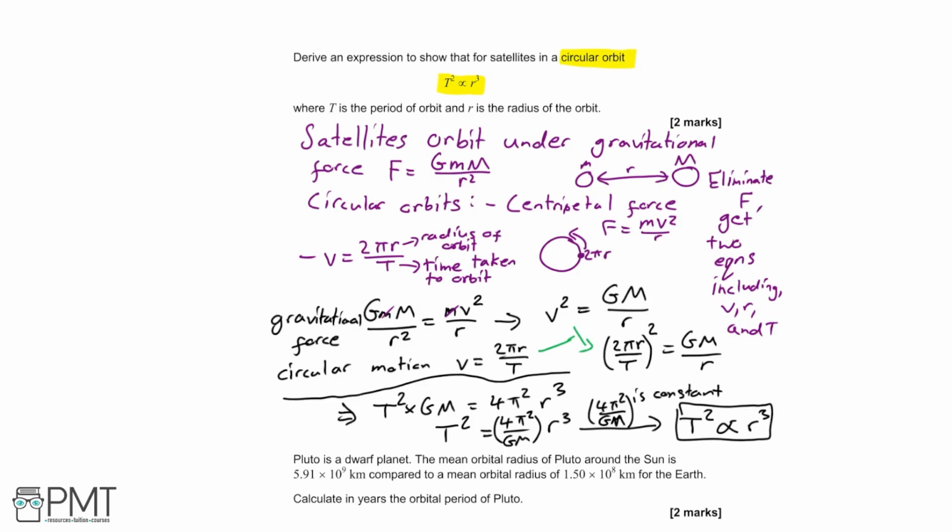So in this question, we got 1 mark for identifying that we're dealing with gravitational forces and circular motion, so the centripetal force equation and the gravitational force equation. And we get 1 mark for combining them along with our other equation for v. So over here is our second mark, and then getting the result.